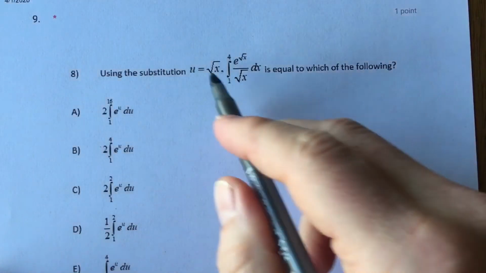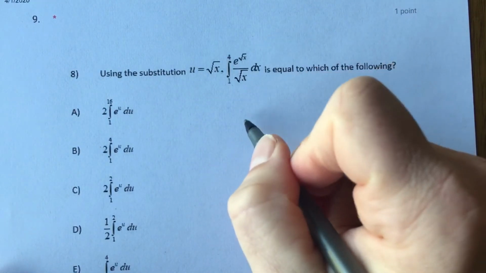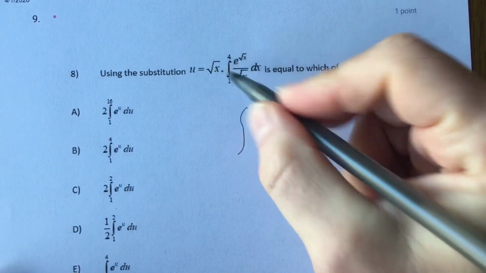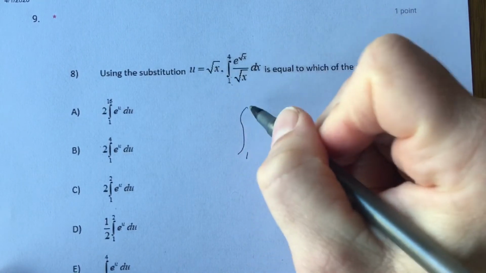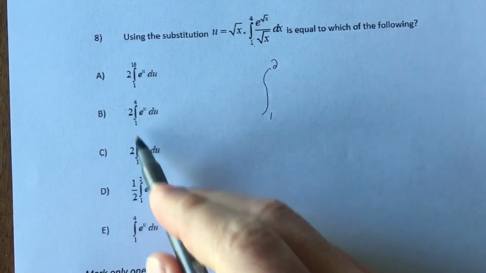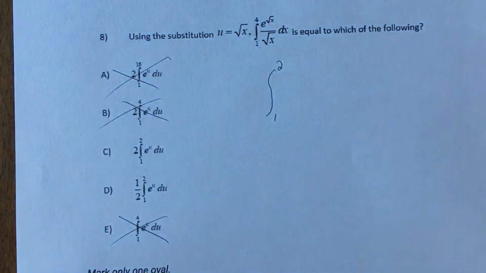On this one, they're asking for a u sub, and they tell us what the u is. So the nice thing about it is we can go ahead and change our values right away. The square root of 1 is 1, square root of 4 is 2. And when I look at my choices, I need something that goes from 1 to 2. So I can get rid of those.